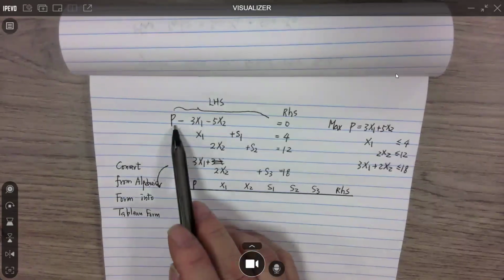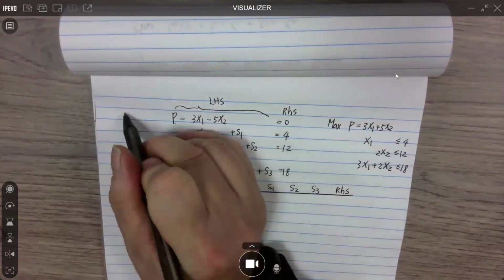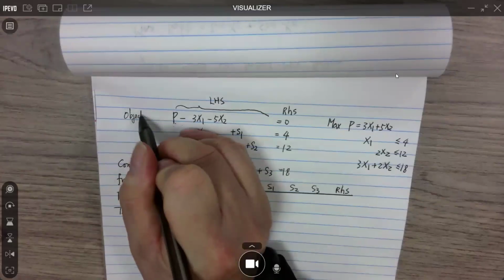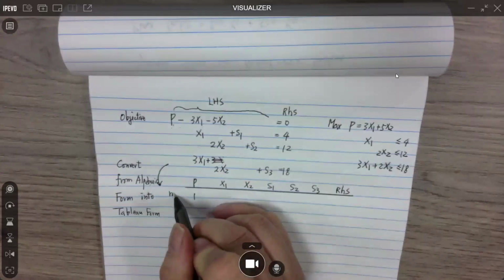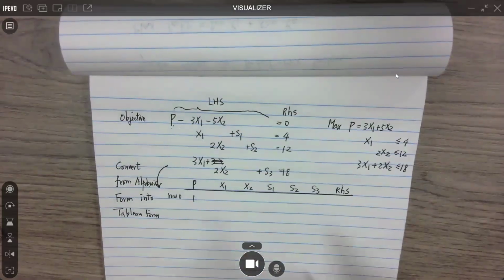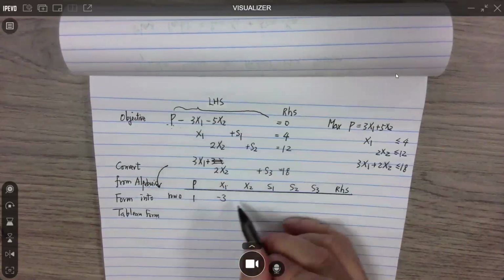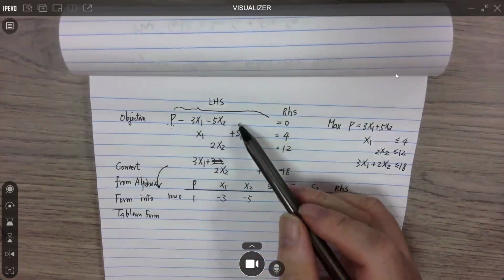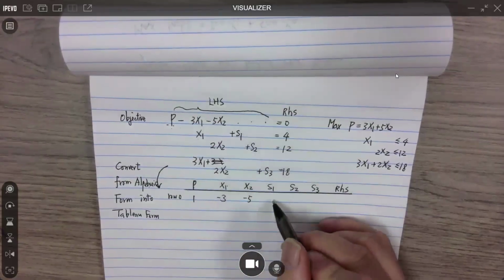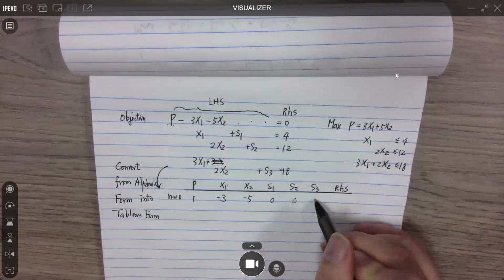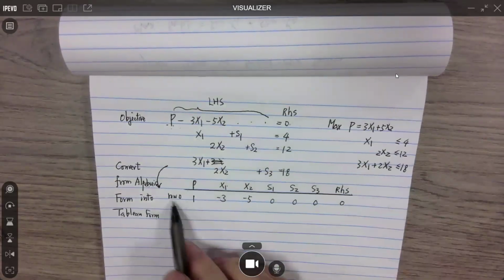For example, P, the coefficient is 1. So the objective function converts to row 0 in the tabular form: 1, and this is minus 3x1, this is minus 5x2. You don't see S1, S2, S3. Why? Because their coefficient is 0. And the right-hand side is 0. We complete row 0.